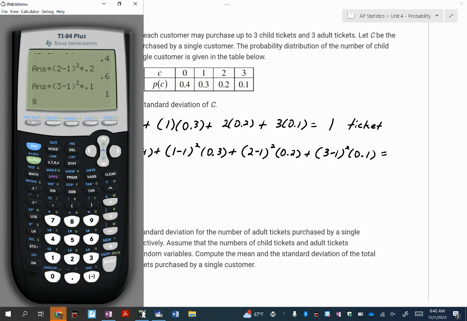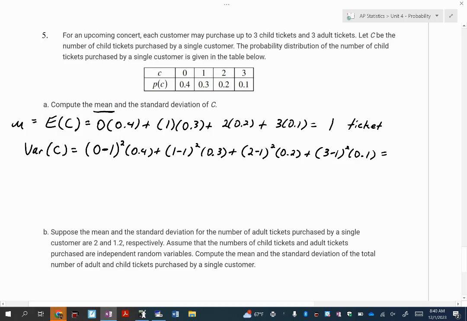Okay, so we have 1. All right, and when I think about this, this is my what? This is ticket squared. Very good, Eduardo. Right, so this is tickets squared. Do I want squared tickets? No, I want just what? Tickets. So the standard deviation for this random variable is the square root of 1. Well, hopefully you know the square root of 1, which is 1. So 1 ticket is the standard deviation.